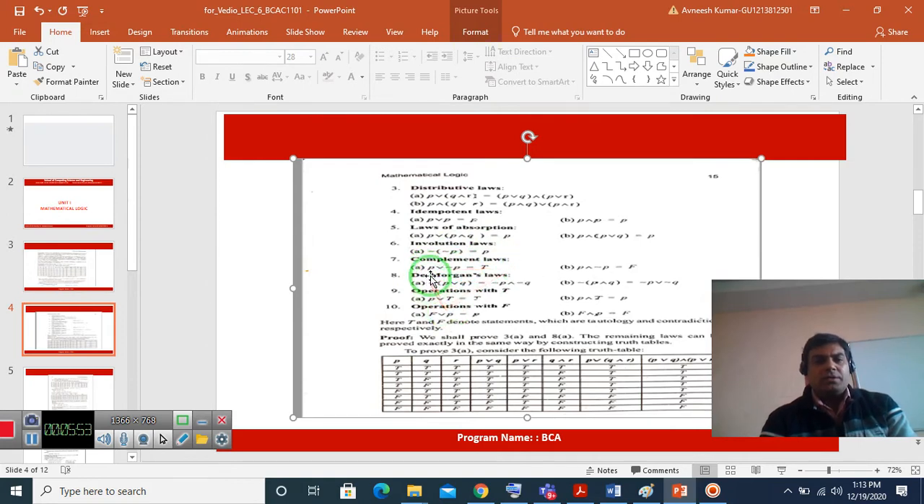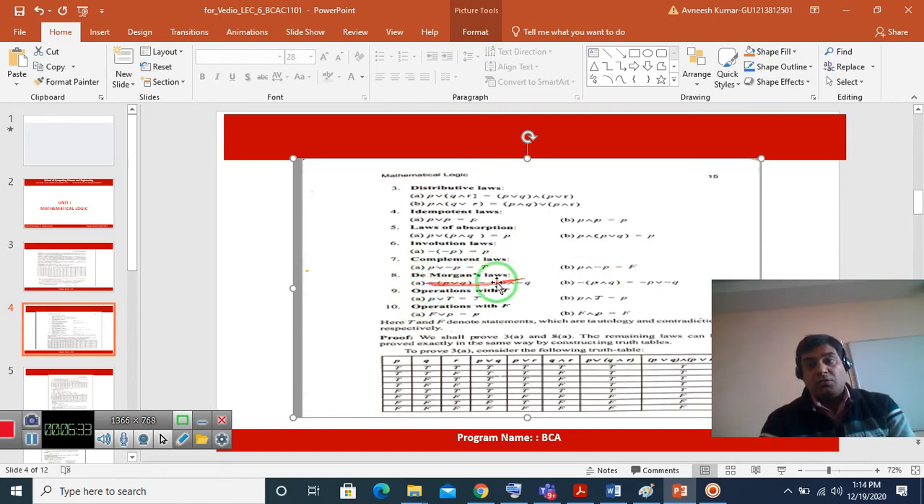Complement law means that for a variable p, if we want to apply disjunction and conjunction with the negation of p, then in that case we will find a tautology or a contradiction. If we apply the disjunction, then we find the tautology, and the conjunction provides the fallacy, that is, the contradiction.